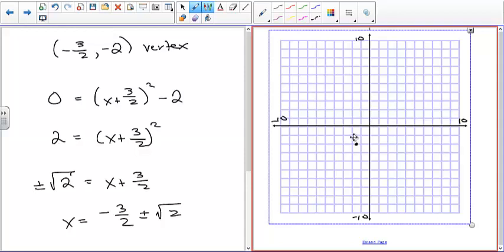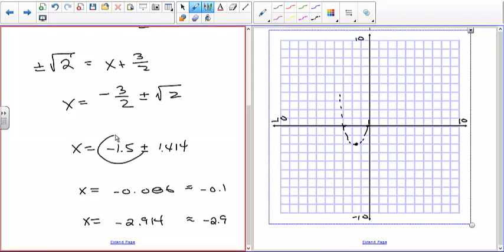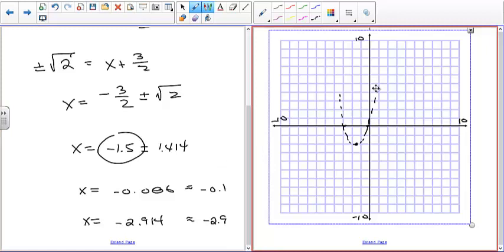The x-intercepts are -2.9, so that's about right there, and approximately -0.1. And your x-intercepts are always symmetric around the vertex, because if you look at it, this is the x-coordinate of the vertex, and then you add and subtract the same amount. So you have those 3 points.